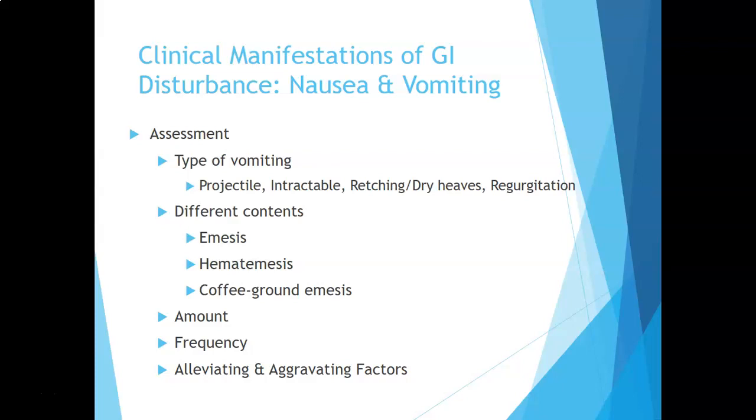We want to make sure we're assessing how much someone is vomiting, so we're keeping track of their I&O. How frequent it's happening, once a day versus every hour, can be really different. And of course, alleviating and aggravating factors. What makes it better? Sometimes some cool air, some ginger will make it better. Sometimes eating makes it better. Sometimes not eating makes it better.